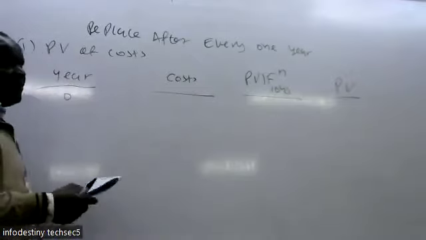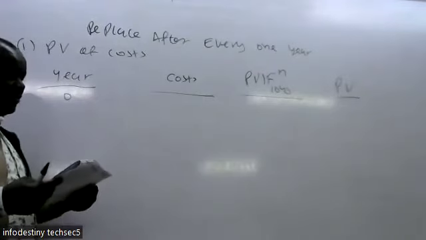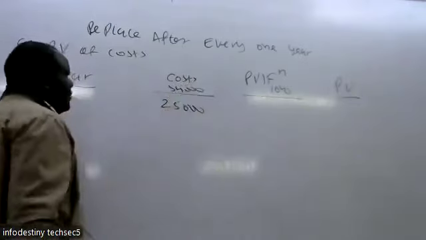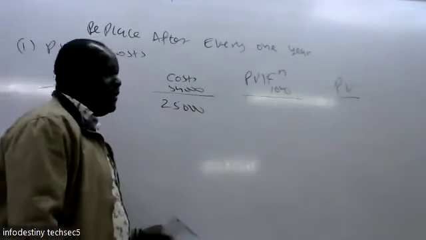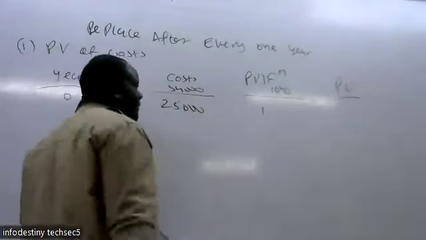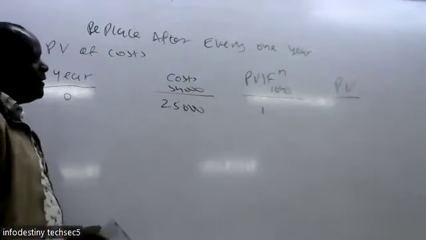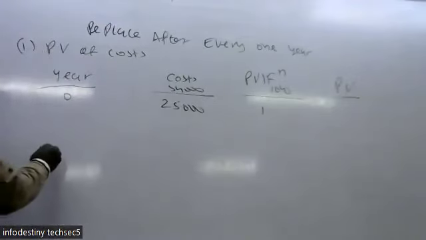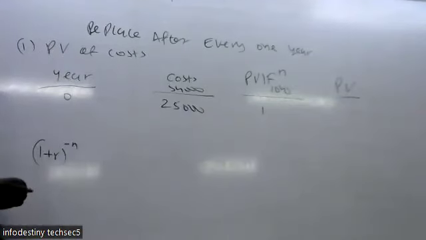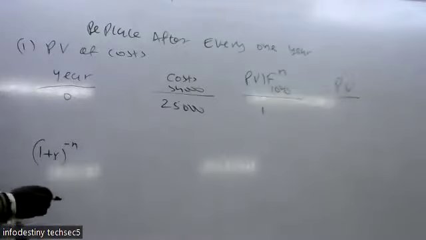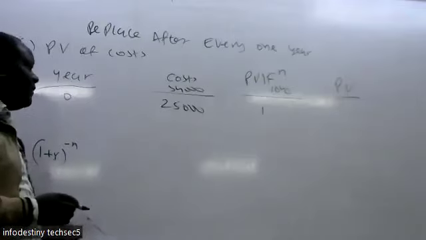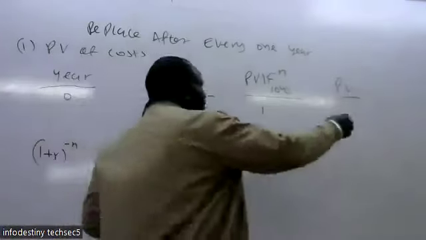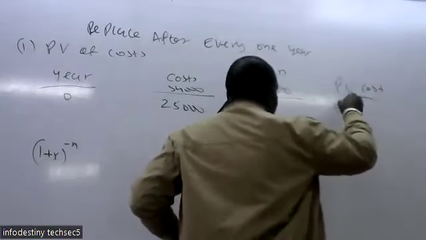We start off with year zero. So how much was that initial cost? The purchase price is the initial cost. So they gave you 25 million. Year zero is already in present value terms. The factor is 1, because any figure raised to the power of zero is always equal to 1, following 1 plus R raised to the power of negative N. So this present value cost will just remain 25.